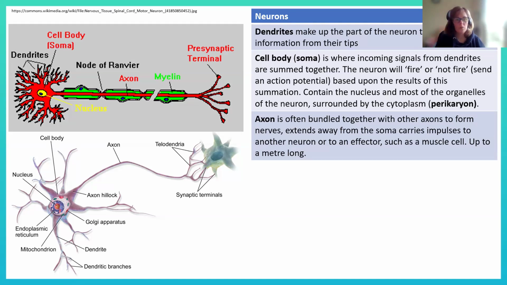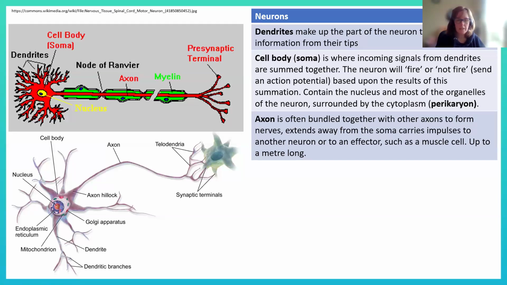So the axon then is often bundled together with other axons. That's the long, thin piece that could go all the way down your leg, if it was a nerve in your peripheral nervous system, on the periphery, on the outside. So the axon could be really, really long. And they're often bundled together with lots of other axons from other neurons.